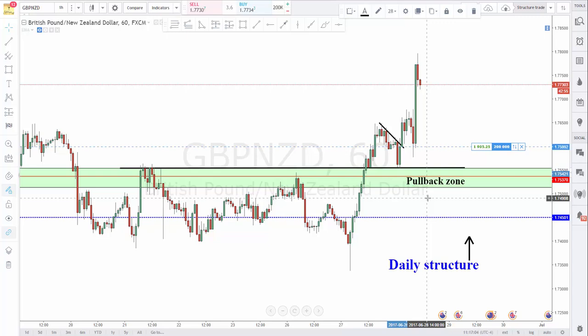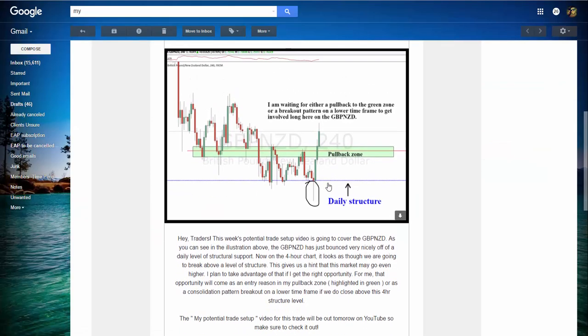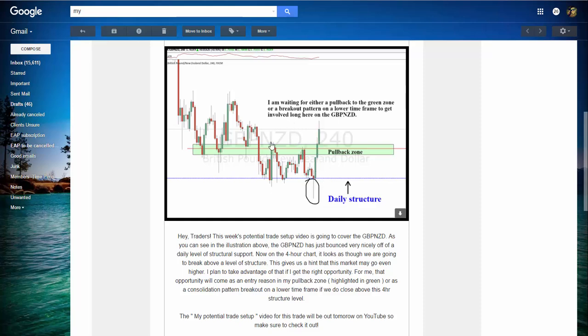So if we just jump right back over to that email for the potential trade setup of the week that was sent out to all subscribers of the trading channel email list, this email states that once this push above these structure levels has been made, the 2 ways I'm looking to enter this market on a reversal is going to be either a breakout pattern on a smaller time frame or a pullback into our pullback zone.